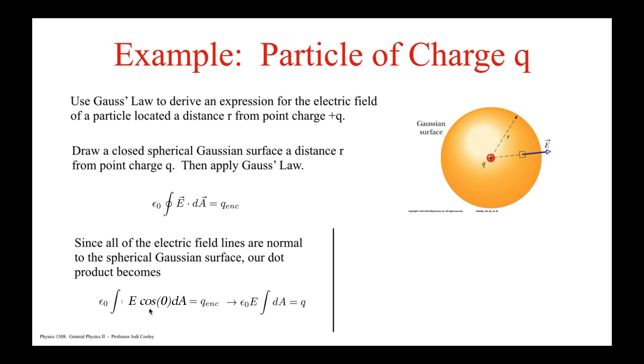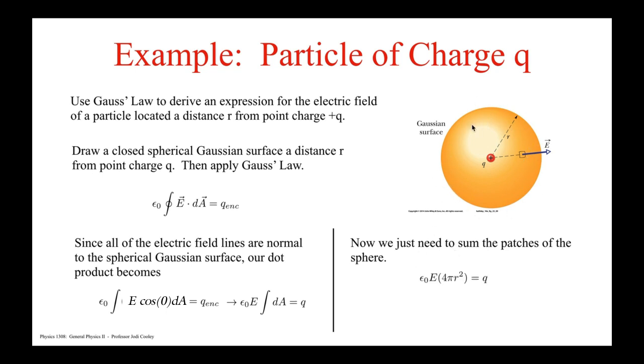In this case, E cosine 0 is just E times 1, and since E is a constant, we can pull it outside the integral. So we end up with epsilon naught E, the integral of dA. Q enclosed, in this case, is just positive Q. In that case, on the right-hand side of our equation, we end up with just Q. Now, we just need to sum all the patches of the sphere.